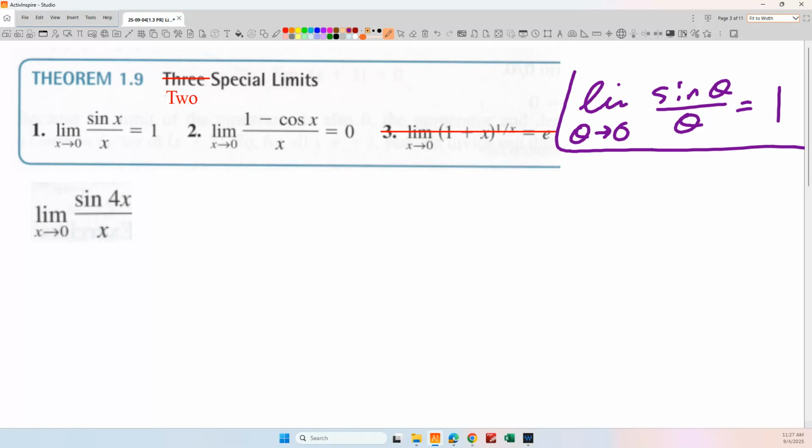Yeah. What's the angle I'm feeding the trig function there? What's the argument of the sine function in this expression? What's inside the sine function? Right, that's just theta. But what's theta here? 4x, right? That's the angle I'm feeding the trig function.